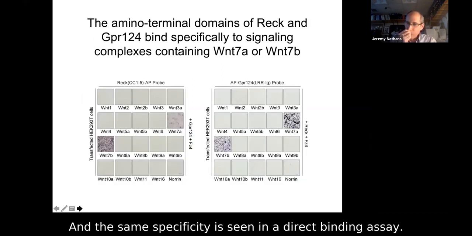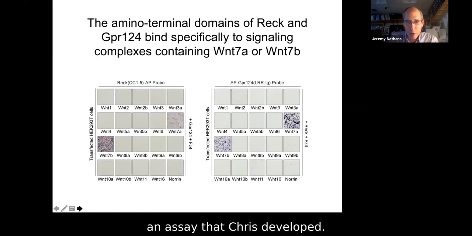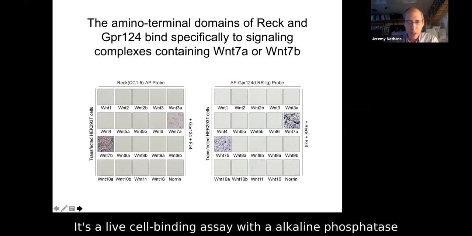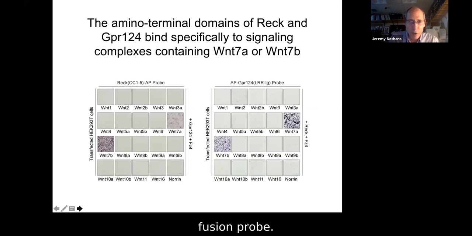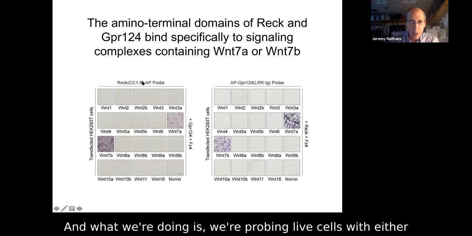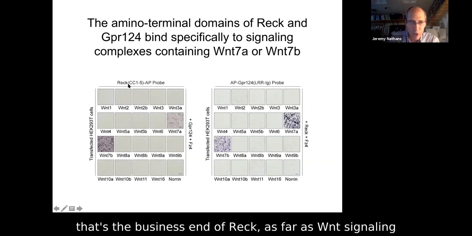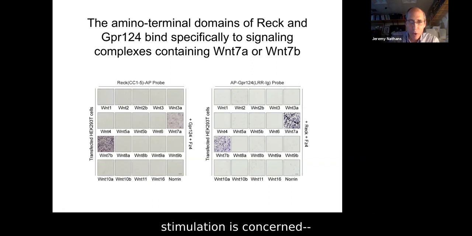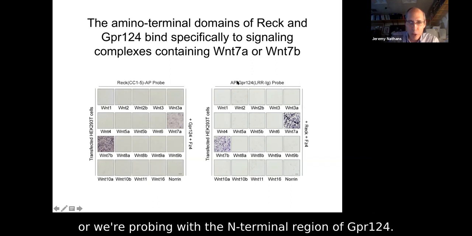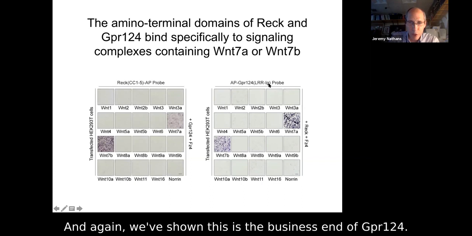And the same specificity is seen in a direct binding assay. So let me just show you, this is an assay that Chris developed. It's a live cell binding assay with an alkaline phosphatase fusion probe. And what we're doing is we're probing live cells with either the N-terminal region of REC, and we've shown that that's the business end of REC as far as WNT signaling stimulation is concerned, or we're probing with the N-terminal region of GPR124. And again, we've shown this is the business end of GPR124.